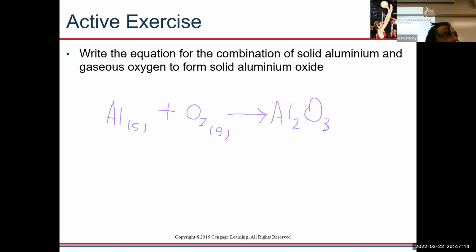Solid, liquid, or gas? Is it balanced? What do I need to do to balance it? So we have 2 here, we have 1 here, we have 2 here, and 3 here. Is that balanced? What do I need to do to balance it?